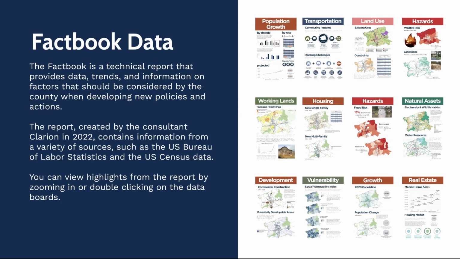Some of the topics are population growth and change over time, transportation patterns and challenges, and hazards such as wildfire and flood risk. The full report is available on the Comprehensive Plan website. Let's review some of the information from the Transportation Board as an example of the information you can find in the report.